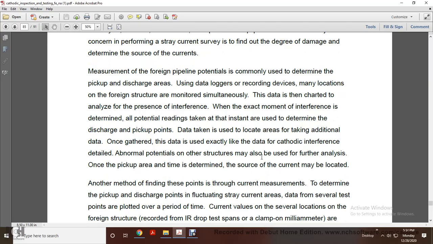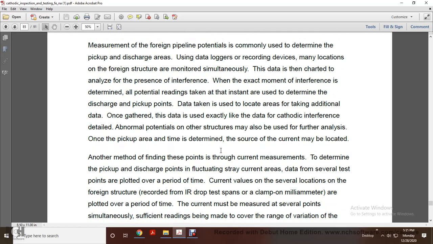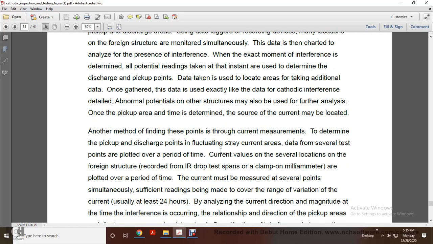Recorder devices may be located on the foreign structure and monitored continuously. The data is charted to analyze the presence of interference and the exact moment of the interference, and to determine the potential readings taken at that instant, in order to identify the discharge points and pickup points. Data taken at the location of the area, plus additional data gathered, is used exactly like the cathodic interference data. Detailed abnormal potentials of other structures may also be used for further analysis.